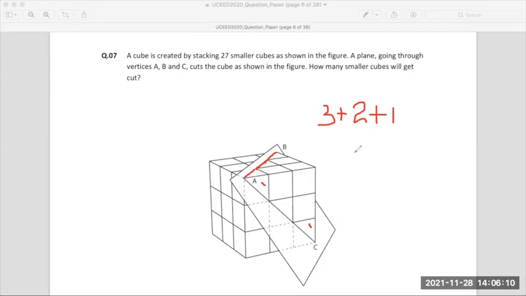Are there any cubes that are there inside? Just give me 1 second. Somebody has come on the door. Just give me 1 minute.